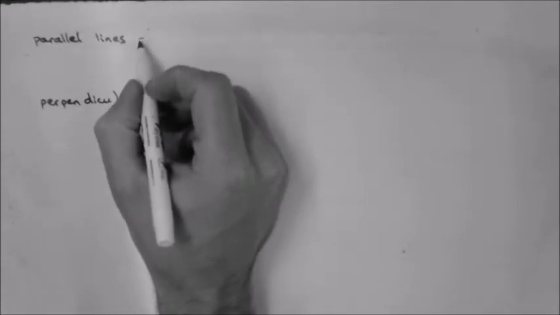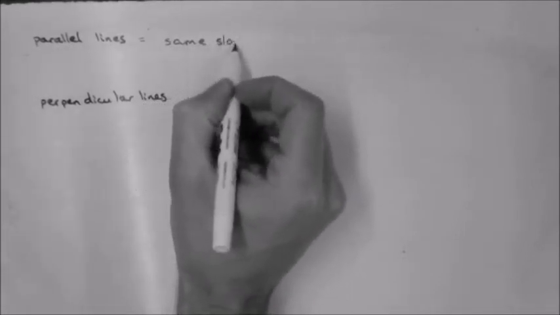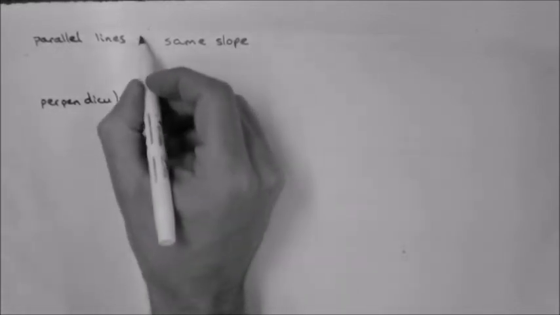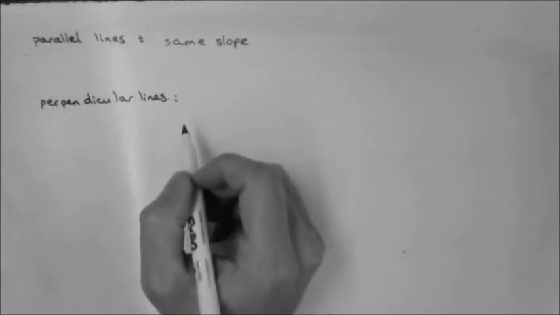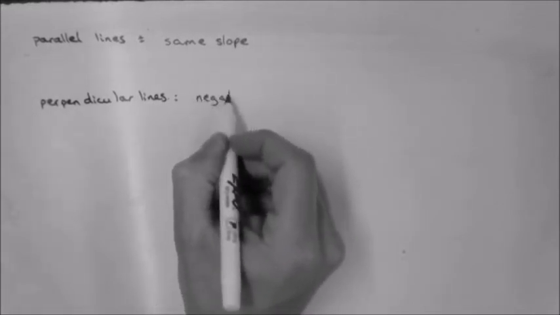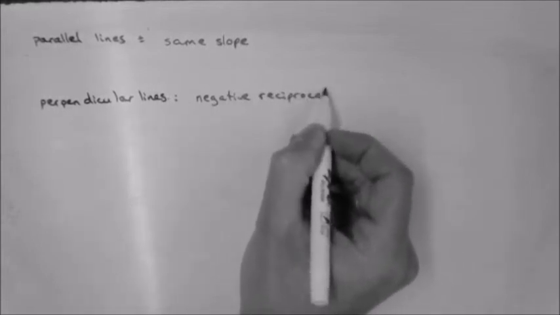Okay, just as a quick review for this next section, what are parallel lines? Lines that have the same slope, and they will never touch or meet. Perpendicular lines? They cross at a 90 degree angle, at right angles. What's true about their slopes? They are opposite negative reciprocal slopes.